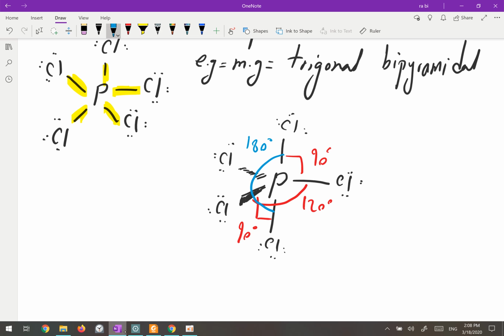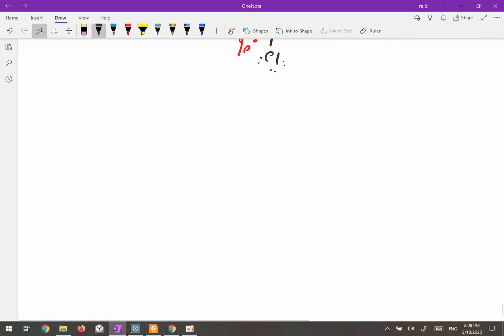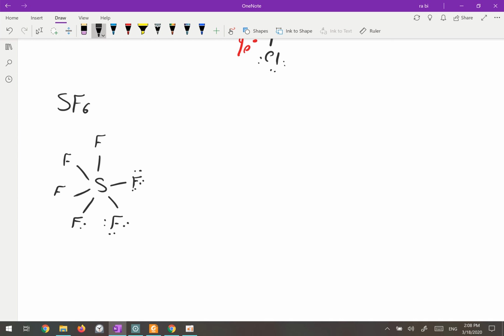Okay, let's go and draw the shape of the molecule for the last molecule that we have here, and then we will finish this topic. It's SF6. The Lewis structure for that one was like this. You have 6 single bonds between sulfur and fluorine. This was the Lewis structure.